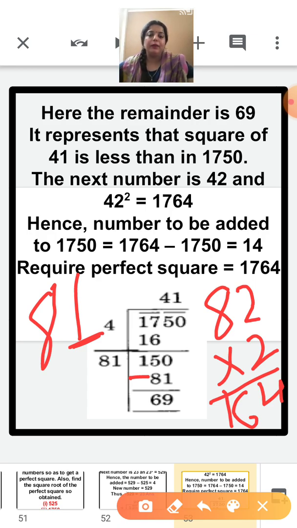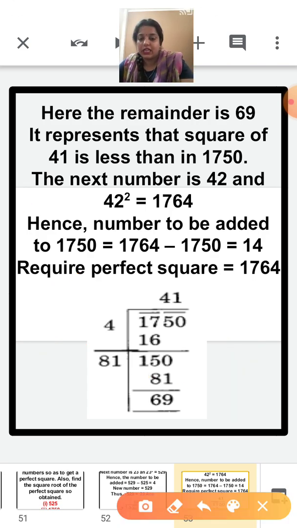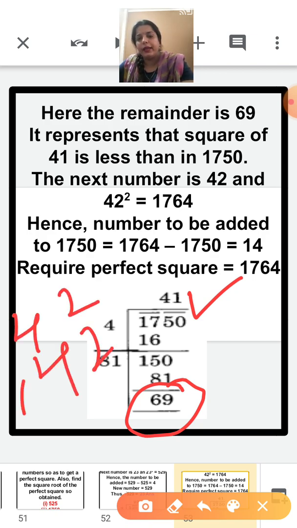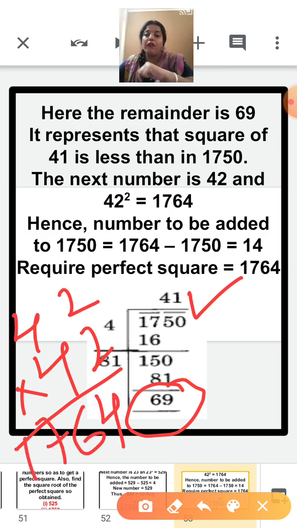It shows that 1750 is not a perfect square. We have 69 as remainder. So 41 is not able to satisfy this condition. Let's find out if 42 can make this number a perfect square. The square of 42 will be 1764. So we can say that instead of 1750, if we had 1764, that would be a perfect square.